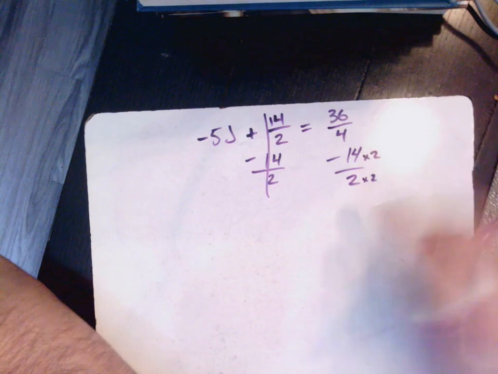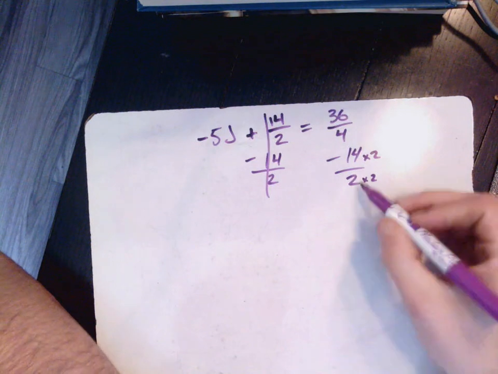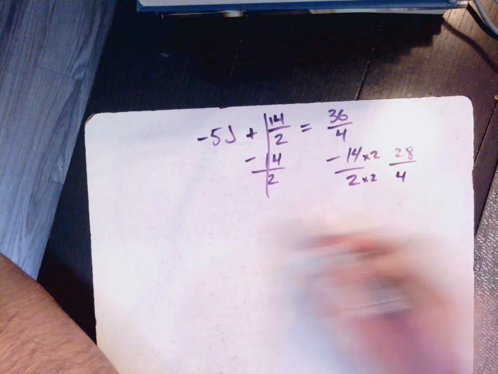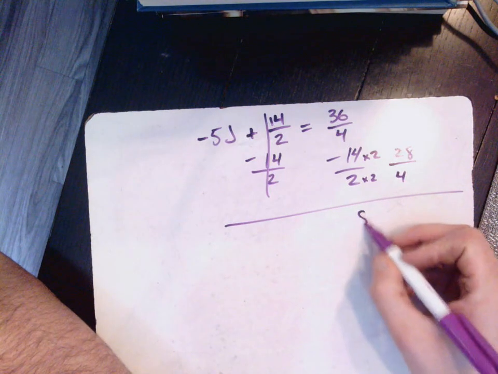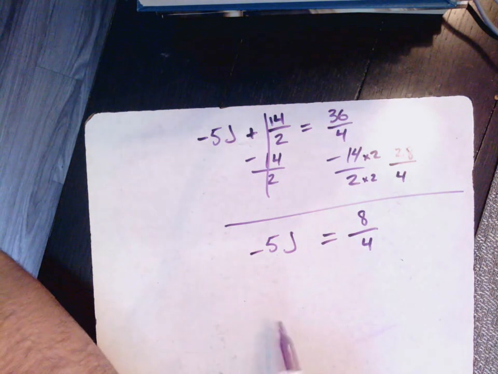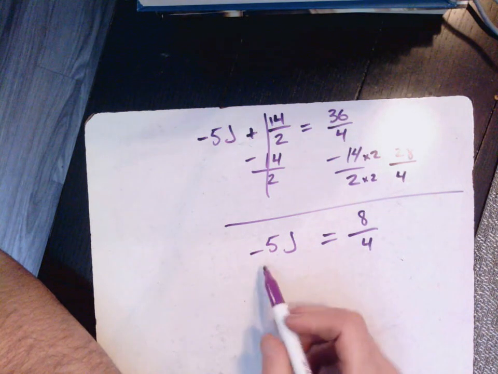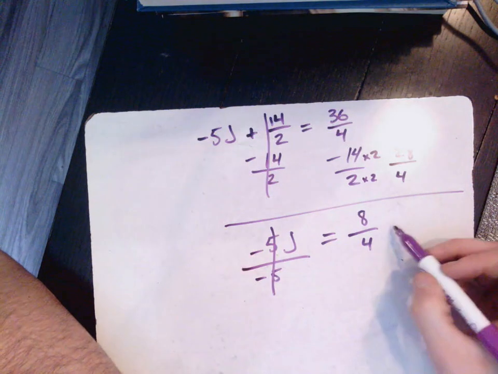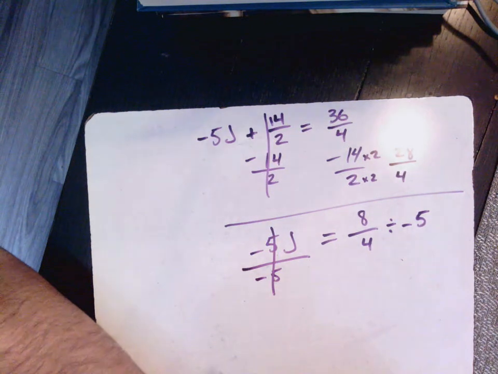So I need to get this 2 to be a 4, just like the above number. So 2 times 2 is 4, and 14 times 2 equals 28. So I just subtract like normal. 36 minus 28 is 8, and then we keep our denominator the same, negative 5j. Now, what is negative 5 doing to j? It is multiplying. So the opposite of multiplying by a negative 5 is dividing by a negative 5, and that will just equal 1. So if I divide by negative 5, it's kind of a weird trick.